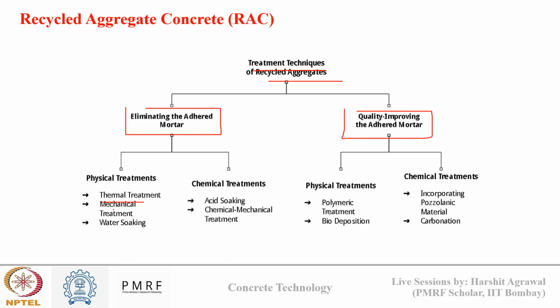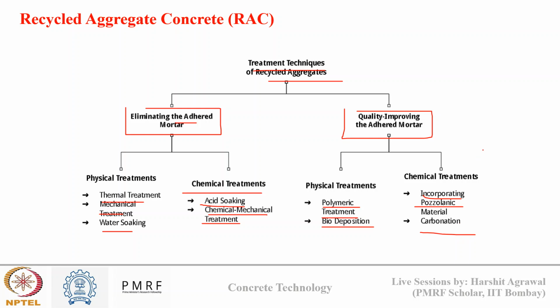So you can use some thermal treatment, mechanical treatment, water soaking to eliminate adhered mortar, or we can use some acid soaking or chemical treatment to remove the adhered mortar. Or to improve the quality of adhered mortar, we can use some polymeric treatment or biodeposition, or we can use certain incorporation of pozzolanic material or carbonation.